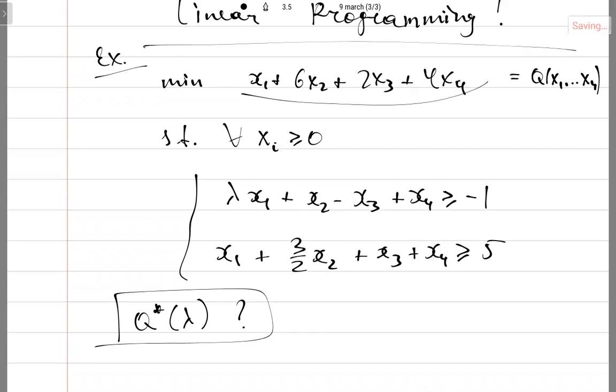Okay, the goal is clear. Yes. Okay, how will we solve it? What are your ideas?